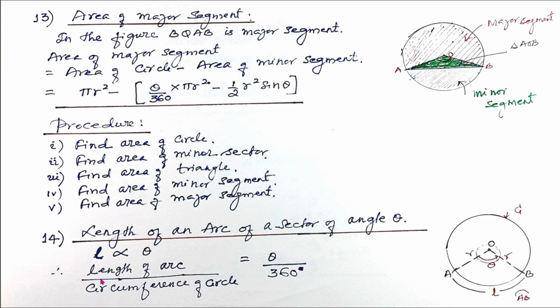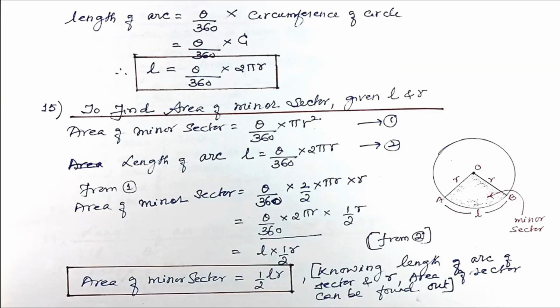So I can take a ratio of length of arc divided by circumference of circle, that is equal to theta upon 360, because the L is proportional to theta and the circumference of circle, when we take the full circle, then the angle at the center is 360 degrees. Using this relation, we can go for finding out the length of the arc, that is theta by 360 into circumference of circle, that is theta by 360 into c. L is equal to theta by 360 into 2 pi r. So remember this relation for finding out the length of an arc.